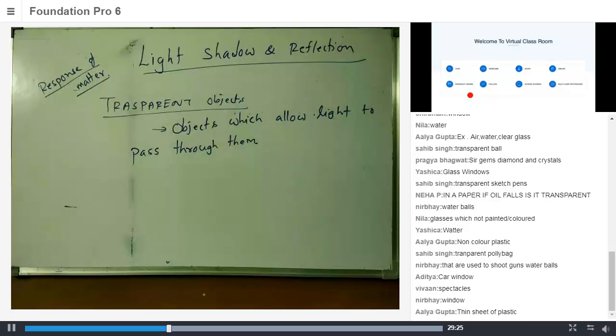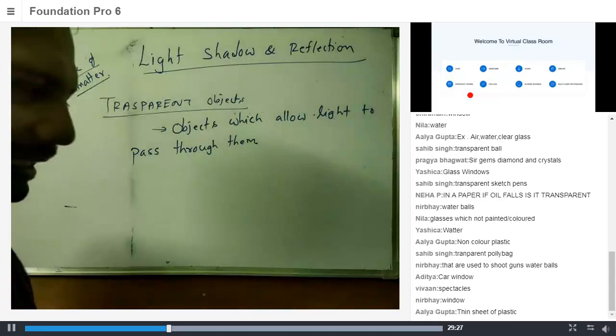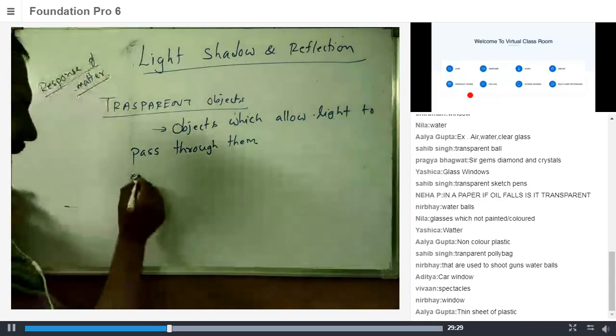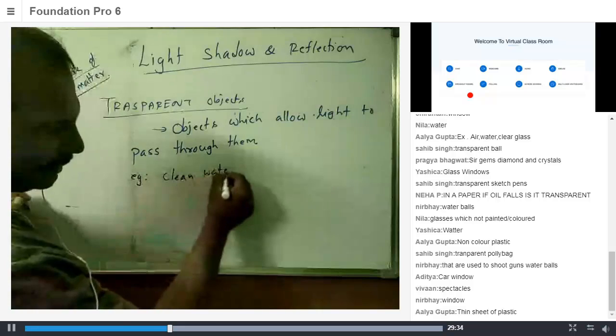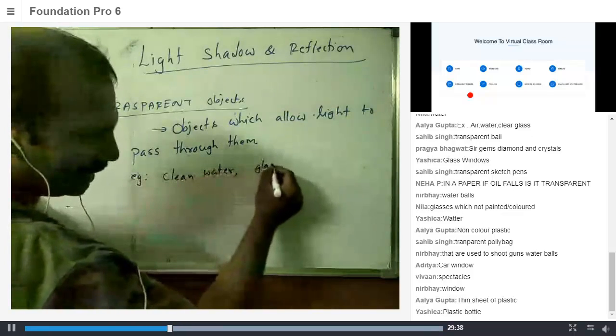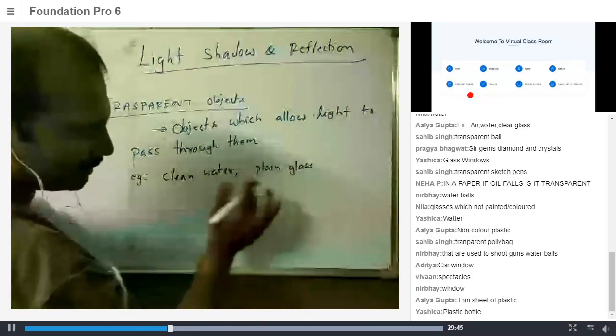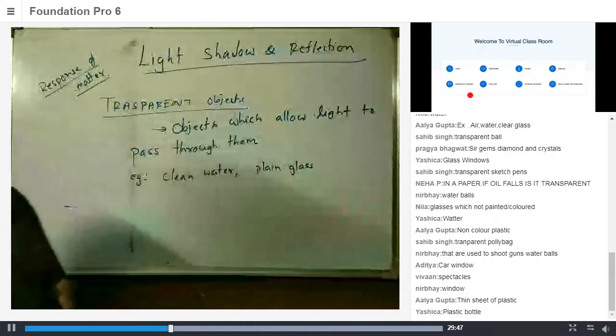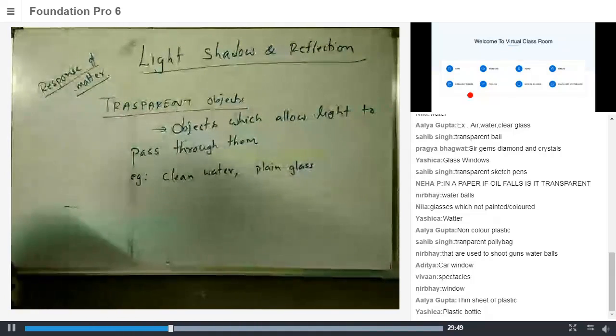So let me write down the examples and then we'll try to understand that. So what is it? Example, I'll say clean water, pure, then unpainted glass or a plain glass. Fine. These are the two things which I can be very sure. Of course, you told me poly bags, transparent poly bags and all those things also.